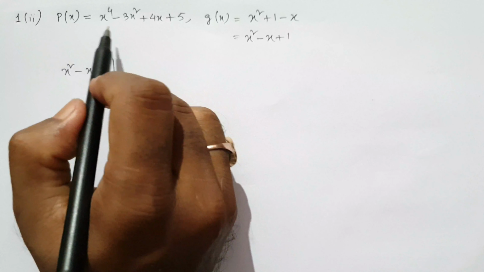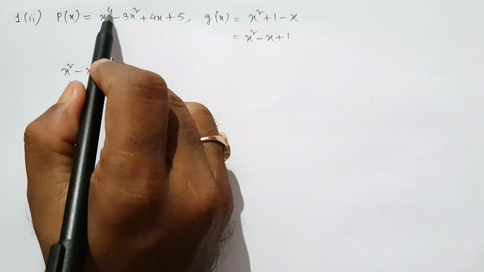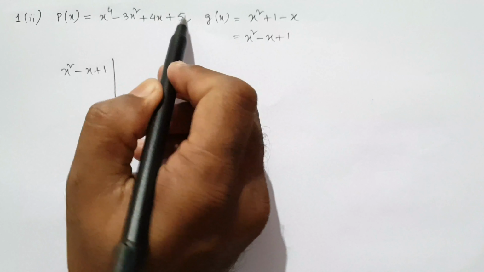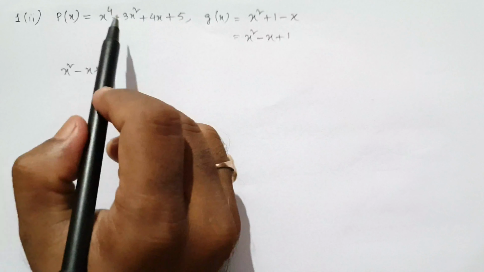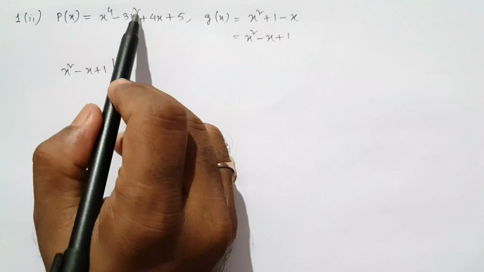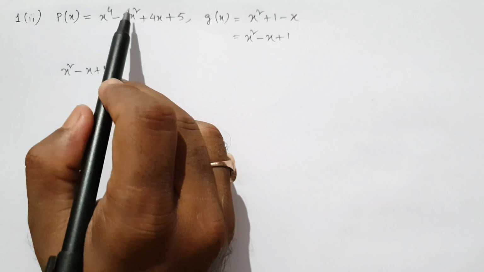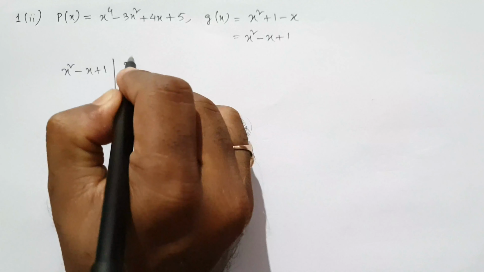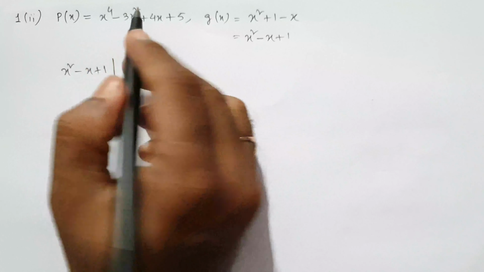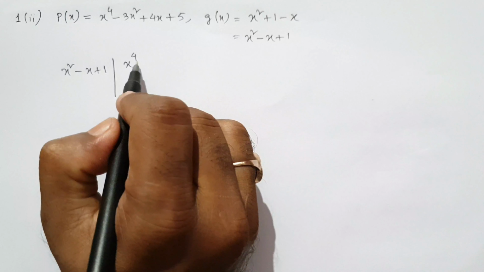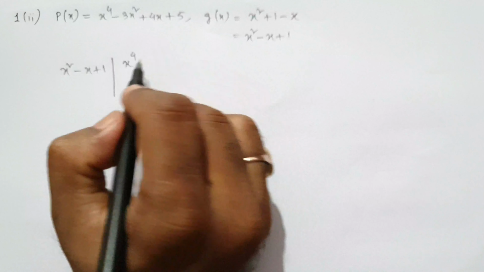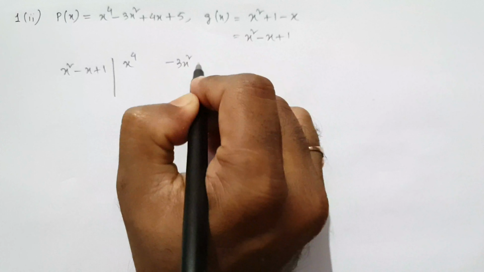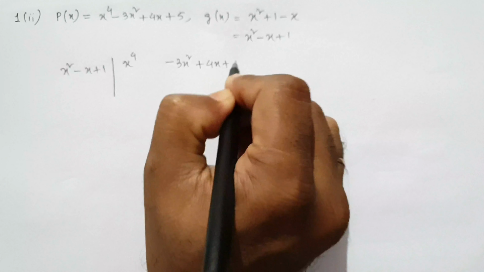Now we can see the p(x). Here the highest power is 4, then it comes 2, then it comes 1, then nothing, meaning 0. Whenever there is a gap, that is after 4 there is 2, so after 4 the power 3 should come. When there is a gap, we will leave a gap here. That is after 4 it comes directly to 2. So after x to the power 4, we'll just leave a gap here. Then we'll write minus 3x square plus 4x plus 5.